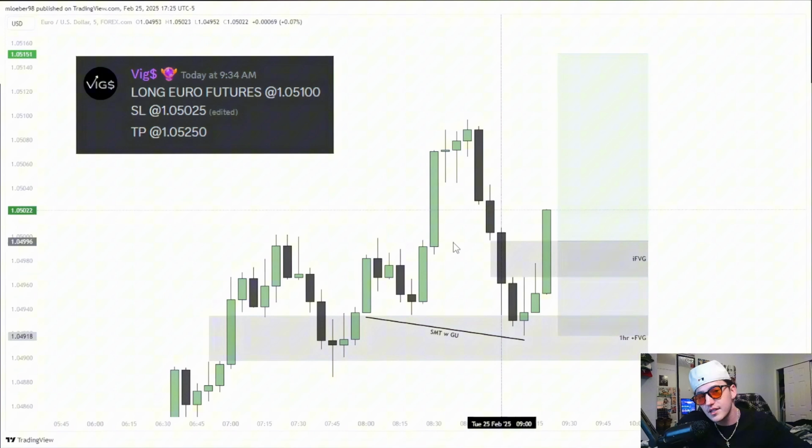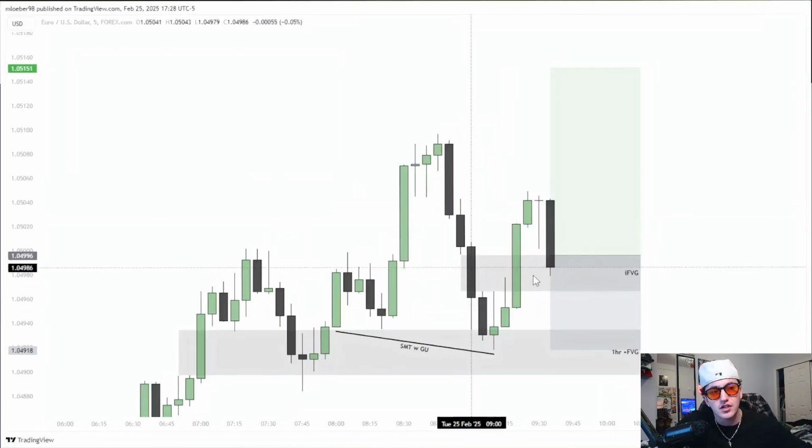So all I did was tell my group while I'm watching this happen in print live, I say I'm longing Euro futures at 105.100. My stop loss is 105.025, and my take profit is a 1 to 2 risk to reward at 105.250. You can see next candle here tags me in, and then my stop loss goes at the low with the SMT. My take profit is a 1 to 2 risk to reward strict.